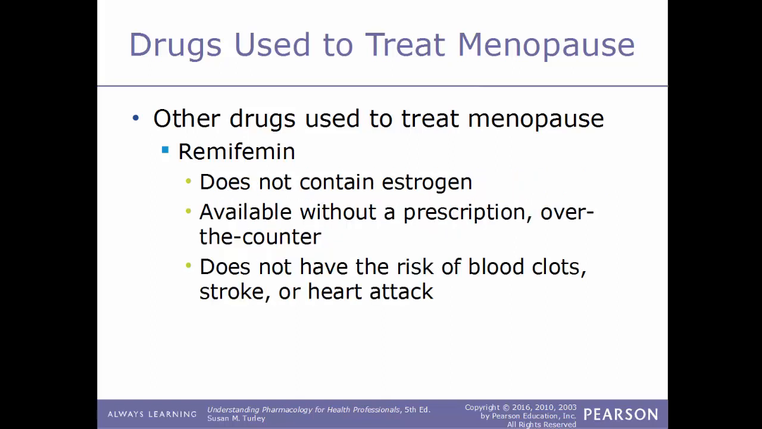This does not contain estrogen. This is available without a prescription. This is an over-the-counter herbal treatment, and it does not have the risk of blood clots, stroke, and heart attack because it does not contain any estrogen.